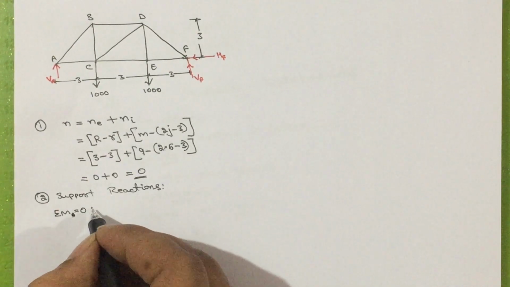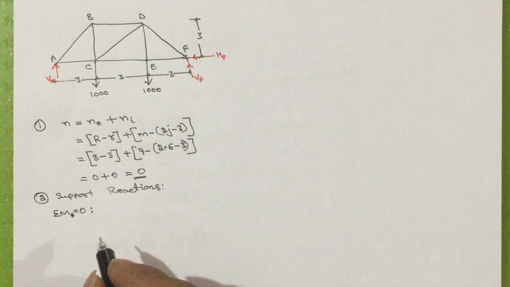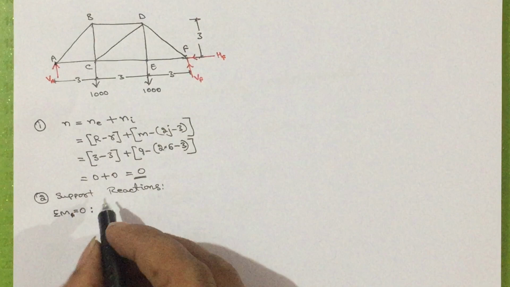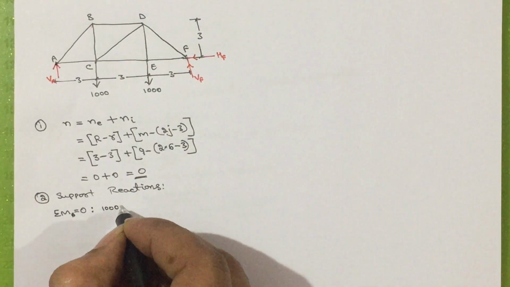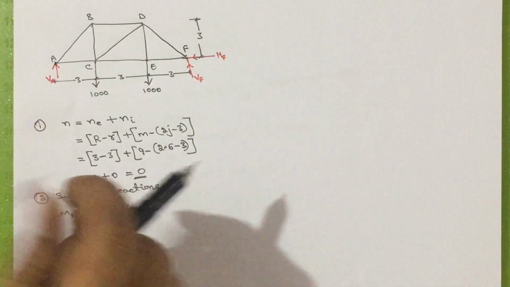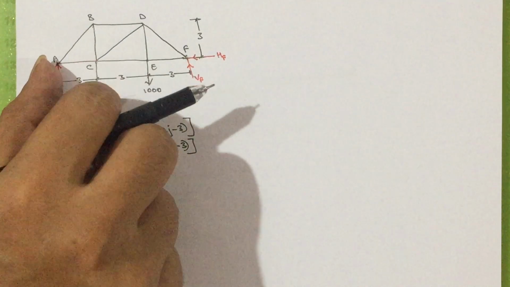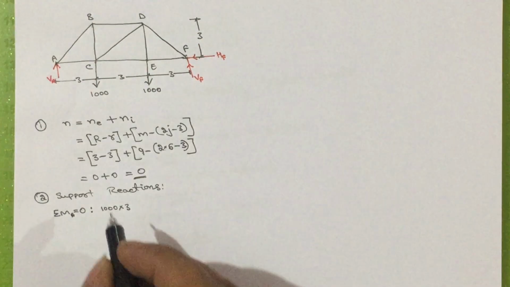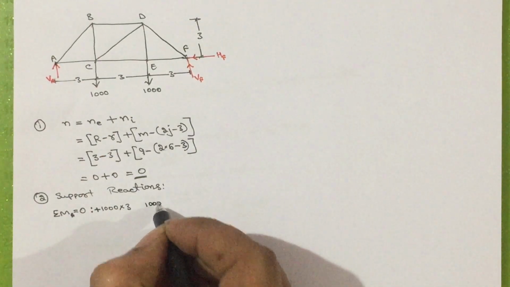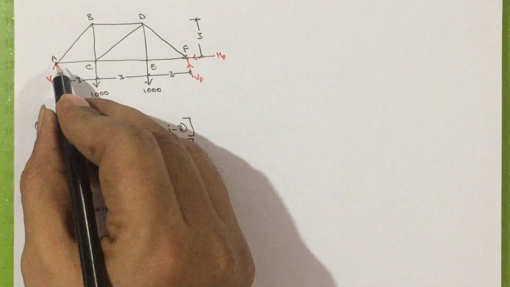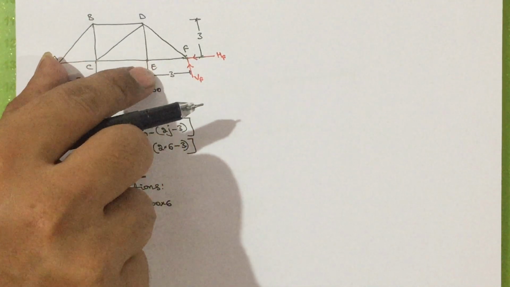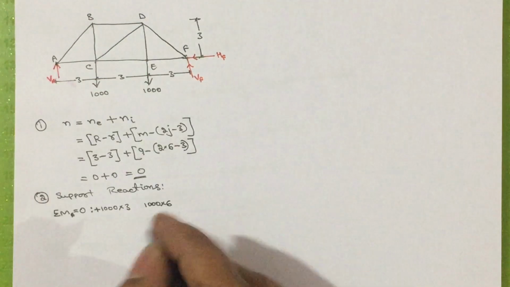So, calculate the moment. You are already well aware of how to calculate the moment. VA is passing through point A, so it becomes 0. Then 1000 into the perpendicular distance between 1000 and point A, which is 3. With respect to point A, this 1000 Newton is moving clockwise, so it is positive. Then next is 1000 into the perpendicular distance between this 1000 and point A, which is 6, and with respect to A, this force is rotating clockwise, so positive.